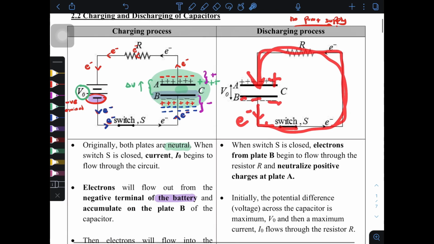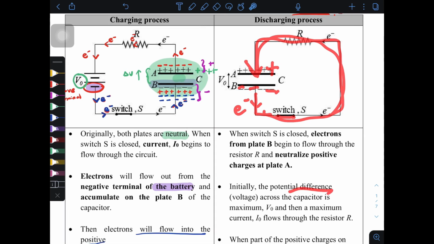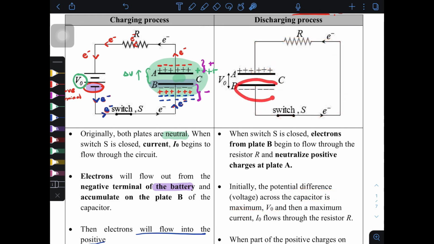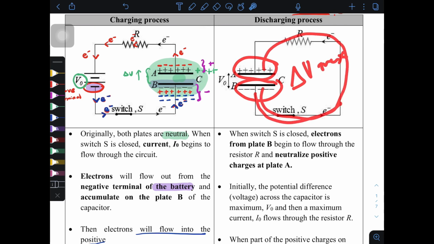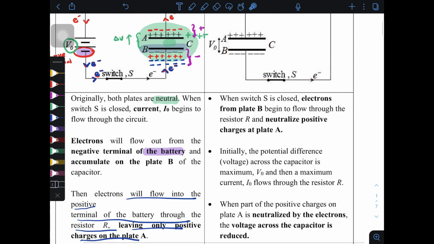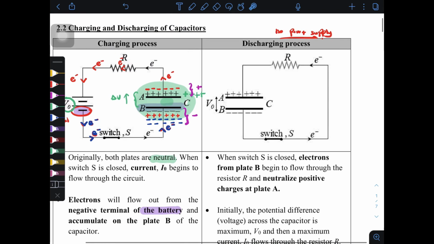Okay, elektron akan bergerak. Initially, the potential difference across the capacitor is maximum. Okay, sebab B terlalu negatif, A terlalu positif, menyebabkan delta V-nya maximum. Okay, tapi bila dah flow, lama-lama nilai V-nya semakin berkurang sampailah jadi kosong. When part of the positive charges on the plate A is neutralized by the electron, the voltage across the capacitor is reduced. Maksudnya, sini pun dah jadi elektron tadi dah sampai, sini pun memang ada proton. So, lama-lama dia akan jadi neutral.